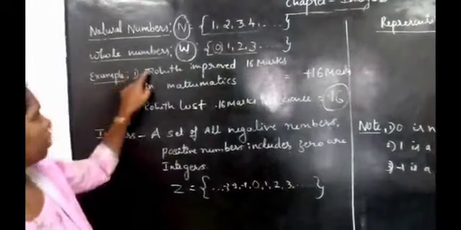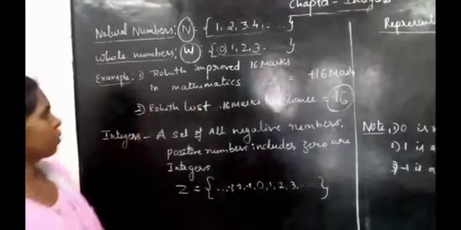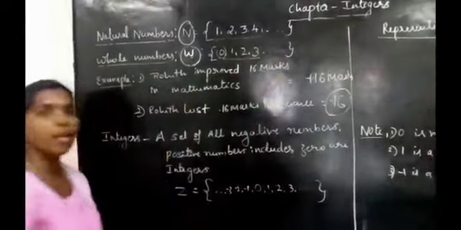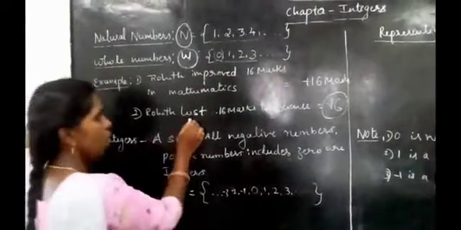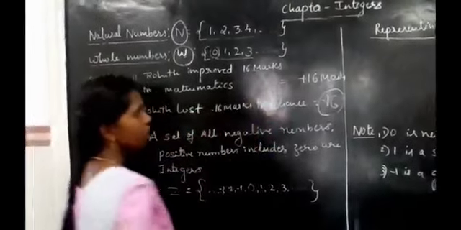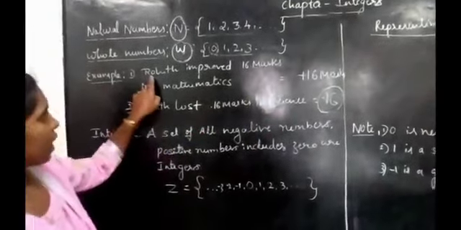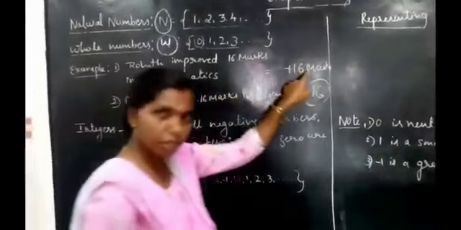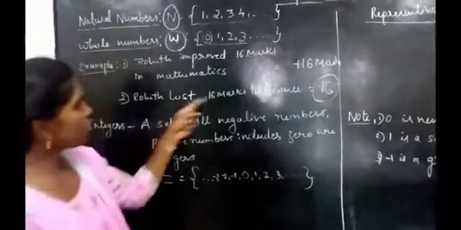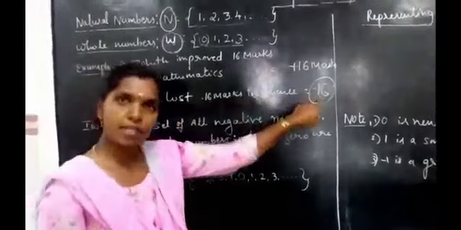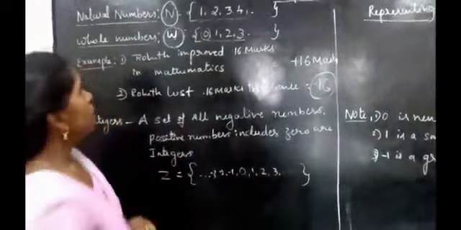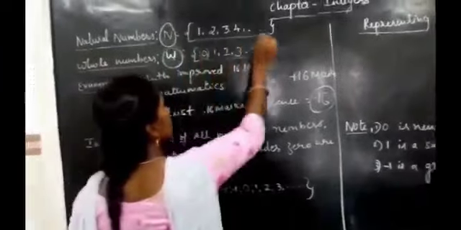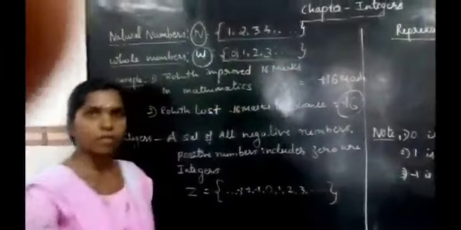Now, I have written two examples on the board. Observe carefully. Rohit improved 16 marks in mathematics. And second example, Rohit lost 16 marks in science. So here, we can write Rohit improved 16 marks in mathematics as 16 marks and Rohit lost 16 marks in science, we can write it as minus 16. So, we can observe in the set of natural numbers and whole numbers, we can see only the positive numbers.